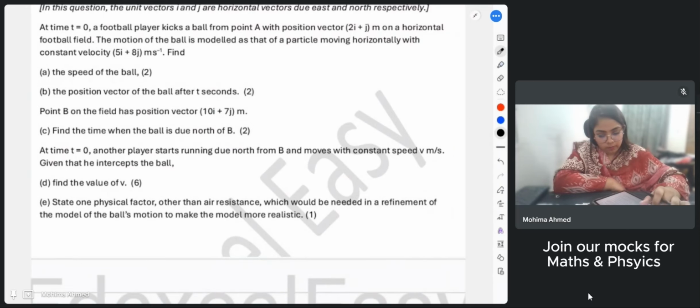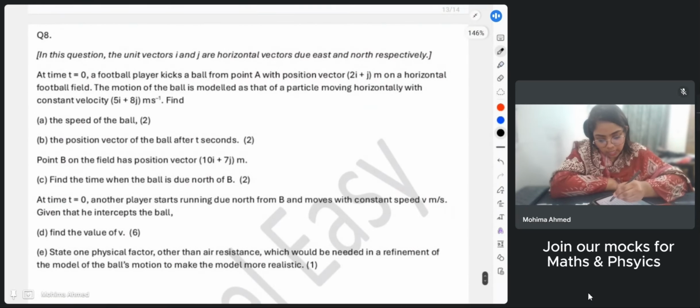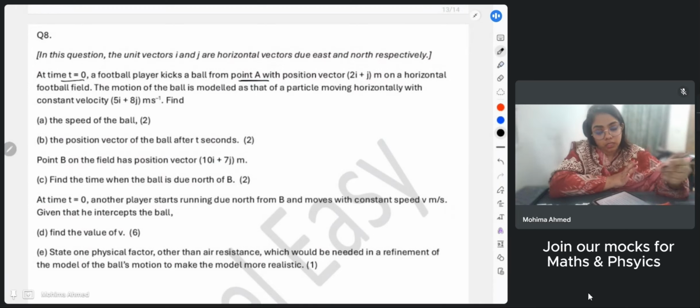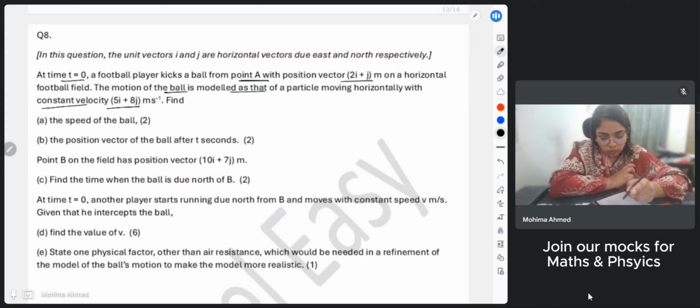Okay, now over here it says that at time t equals 0, a football player kicks a ball from point A. Now over here, A is not the origin, A is some distance away from the origin, right? Which has a position vector of 2i plus j on a horizontal football field. And the motion of the ball is modeled as a particle moving horizontally with a constant velocity of this much. We need to find the speed. So if we have the velocity, you just have to find the modulus. So modulus can be easily calculated, which is the square root of i squared plus j squared.